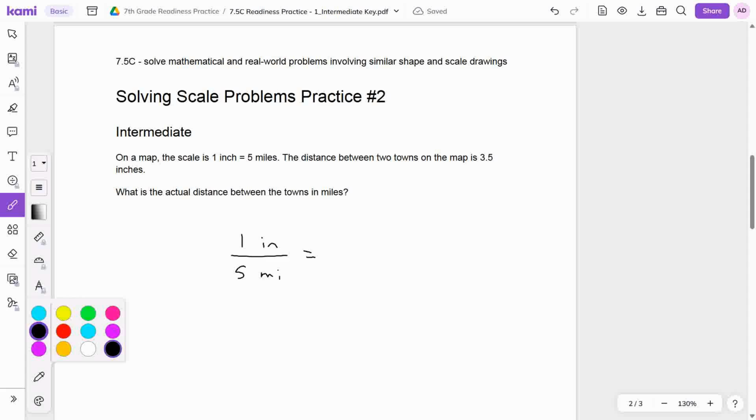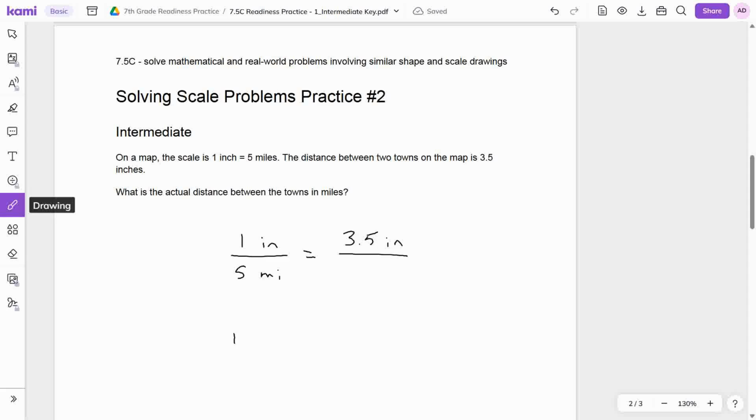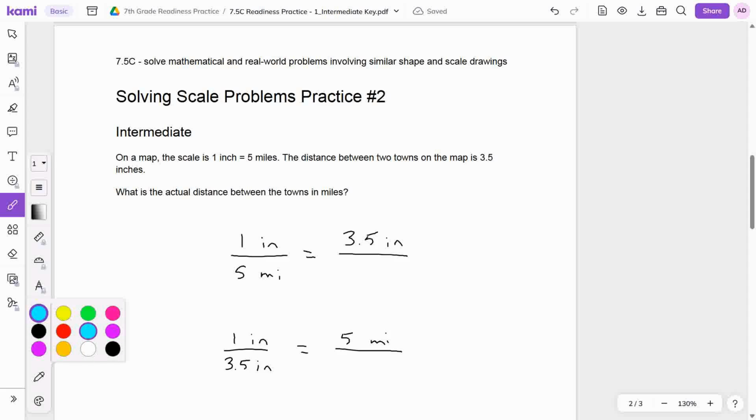And so for the other town, I can put my inches over my inches, or I can put my inches across from my inches. I just don't want them to be diagonal. You can set it up like this, and I'll actually set it up both ways so you can see it. 1 inch over 3.5 inches equals, and then I just need to make sure my 1 inch goes with my 5 miles. Either one of these works. So I'm going to use cross multiplication here. And you notice what happens when I use cross multiplication. I end up with the exact same thing, right?